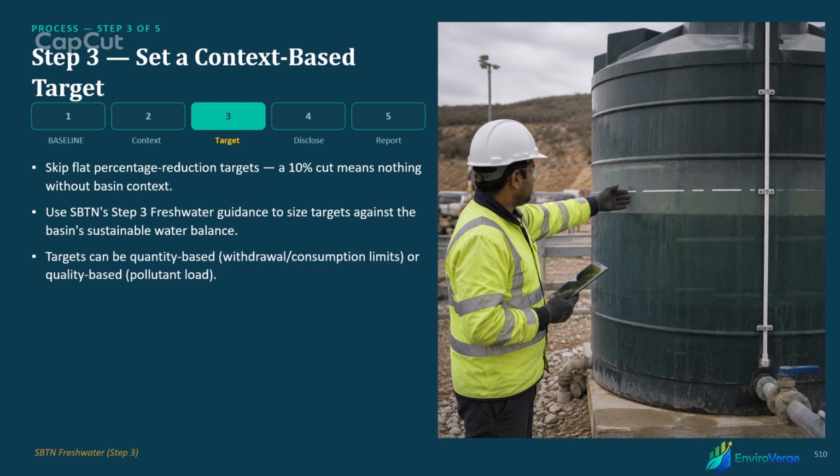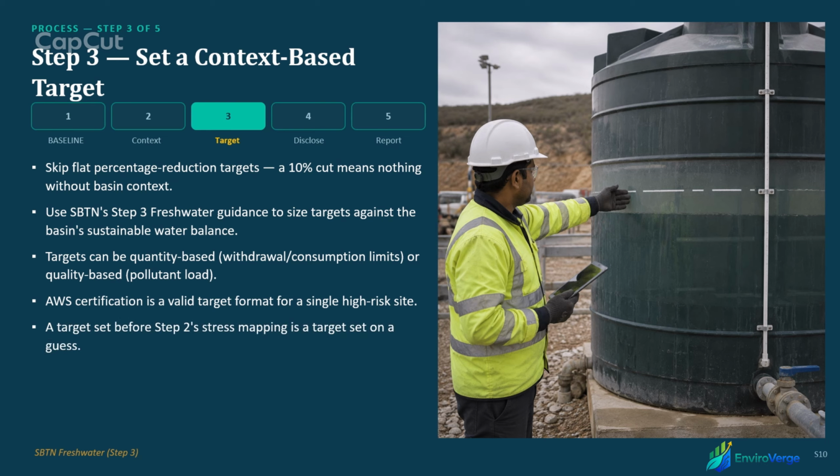Targets can be quantity-based, withdrawal or consumption limits, or quality-based, tied to pollutant load. AWS certification is also a valid target format, specifically for a single high-risk site rather than a portfolio. Notice the order here. A target set before Step 2's stress mapping is a target set on a guess, no matter how precise the percentage looks.